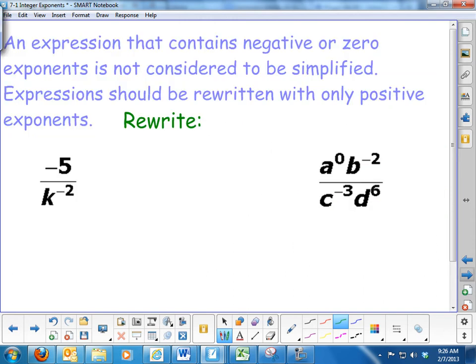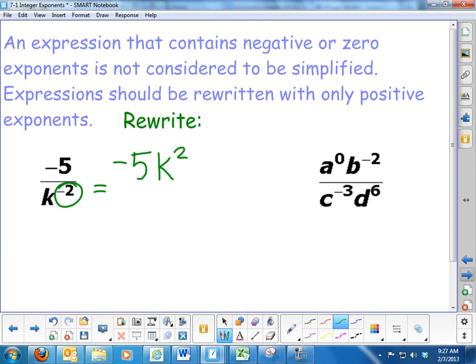All right, last one. An expression that contains a negative exponent or a 0 exponent is not simplified. We must simplify it. Only write positive exponents. So I'm going to rewrite this. Notice how my negative exponent here is in the denominator. To make it positive, we bring it upstairs this time. Since it was negative in the downstairs, I make it positive by bringing it upstairs. My negative 5 is allowed to stay right there because it's not an exponent. So I can have a negative in the numerator as long as it's not an exponent. My k to the negative second becomes k to the positive second up in the numerator. Notice how I do not have a denominator now.